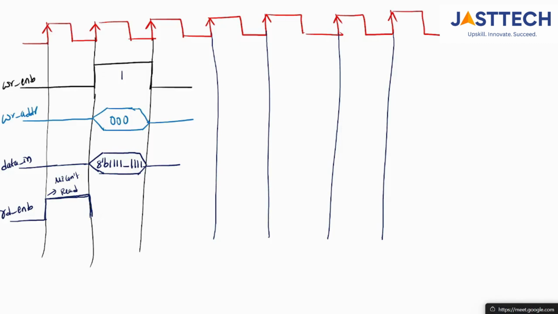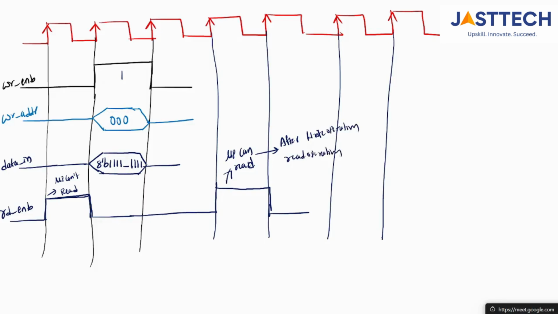So during this clock pulse I am making read enable equal to 1. Here we can read. Here the microprocessor can read the data, because already data is available. So after the write operation only we can do the read operation.